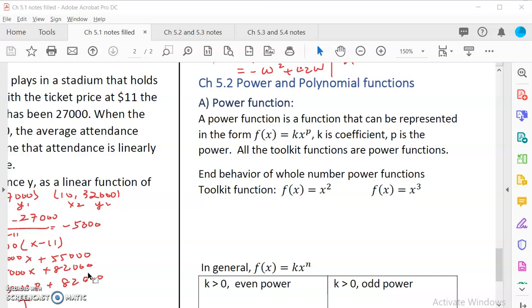We're looking at two types of new function called power functions and polynomial functions. Polynomial functions are made up of power functions. So you can say power functions are the foundation of polynomial functions. So what is a power function?